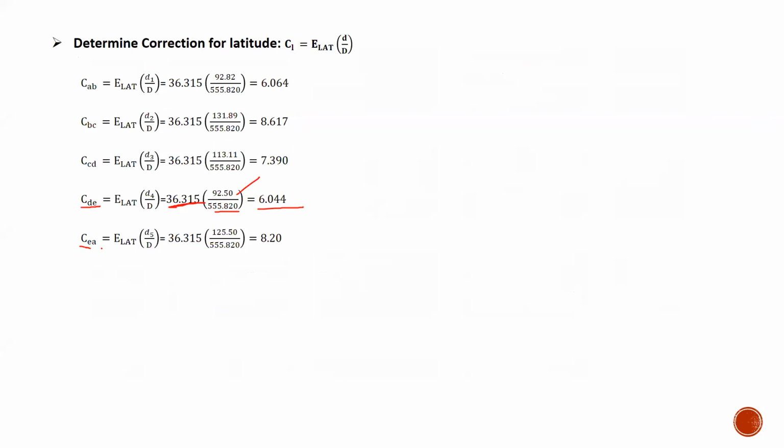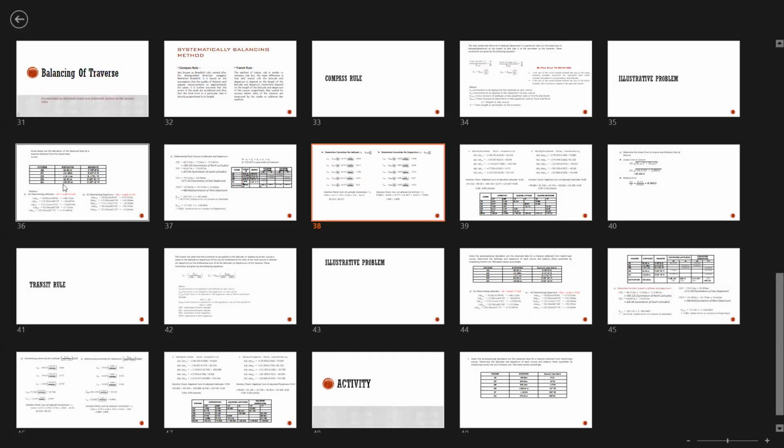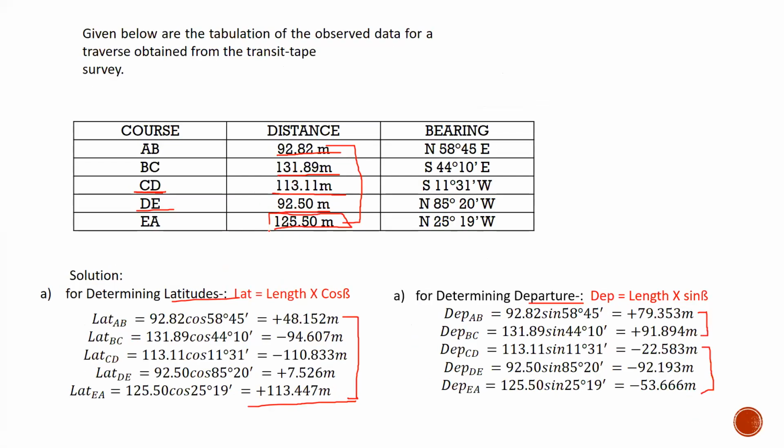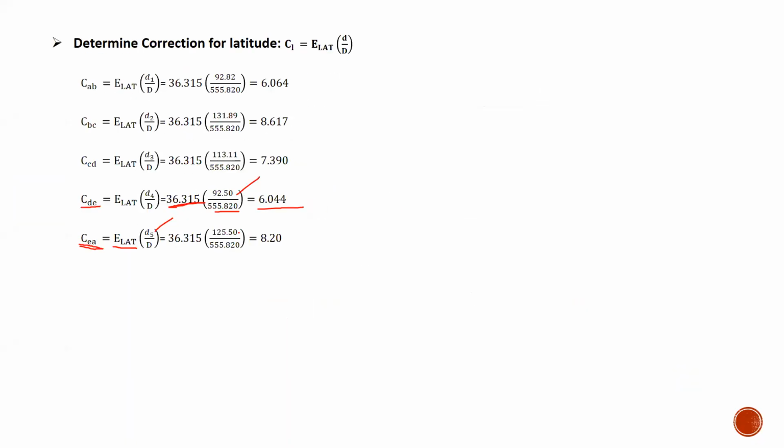Next, for the correction na i-apply natin sa line EA or yung sa course EA natin is equal to the E-latitude times the corresponding length of the line EA, which denoted as D5 all over D. So yung D5 natin here is equal to 125.50 meter. So that is the designated 125.50 meter all over 555.820. So meron tayong 8.20 meter. Correct ba to? Pa-double check nung mga nakuha natin.